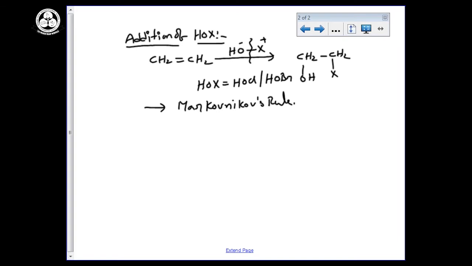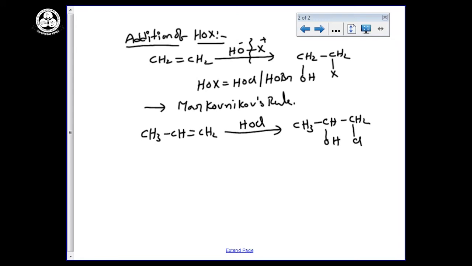Suppose the compound is given like this, CH3, CH double bond CH2. I am adding HOCl. Now there is a doubt. CH3, CH double bond I am breaking, OH I am adding one side and chlorine I am adding on the other side. Same, vice versa you can add for the reverse. This is Cl and this is OH. See and tell me the answer. Which is the major product and which is the minor product? I told you it can follow the Markovnikov rule. What is the Markovnikov rule?